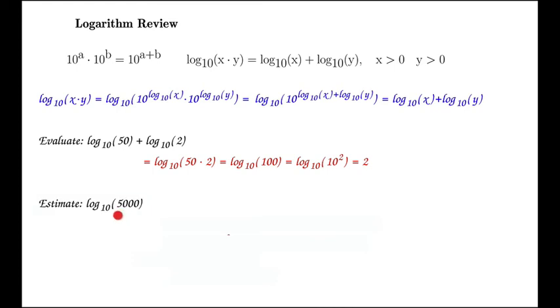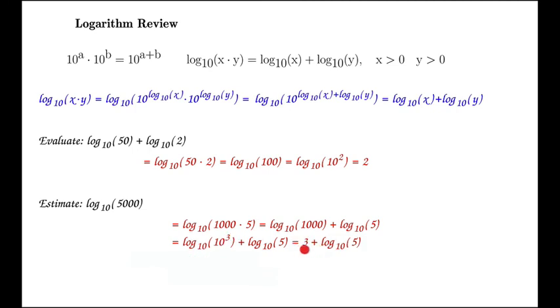Let's look at another slightly harder example where we want to estimate something. We want to estimate log base 10 of 5,000. I don't know quite what that is, but I can estimate it using this rule. It's log base 10 of 1,000 times 5, which I can write using this rule in the forward direction as log base 10 of 1,000 plus log base 10 of 5. And I can simplify the log base 10 of 1,000. Log base 10 of 1,000 is log base 10 of 10 cubed. Again, we're just left with the 3. So this is 3 plus log base 10 of 5.